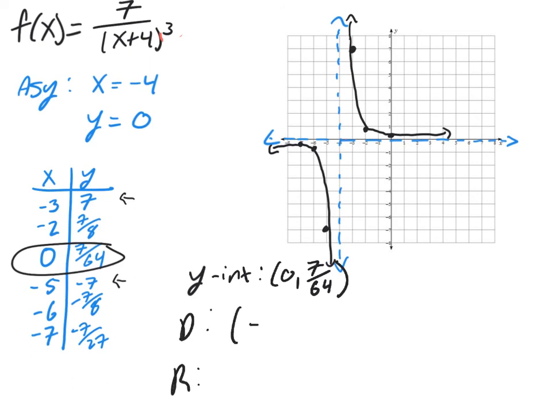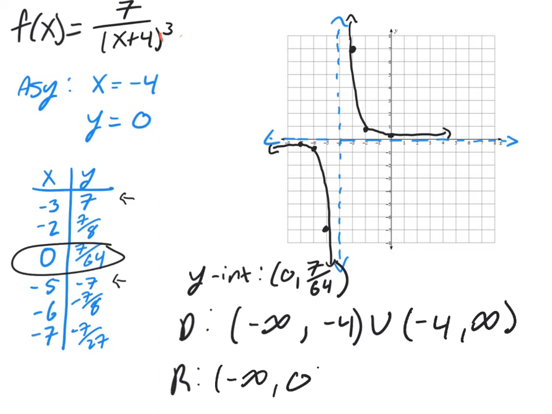So domain goes from -infinity up to our asymptote at -4. Then we have to skip that. So then we have a union with -4 off to infinity. And because we're on either side of our horizontal asymptote, we are going to have a gap there in our range, going from -infinity to 0, and then from 0 off to +infinity.